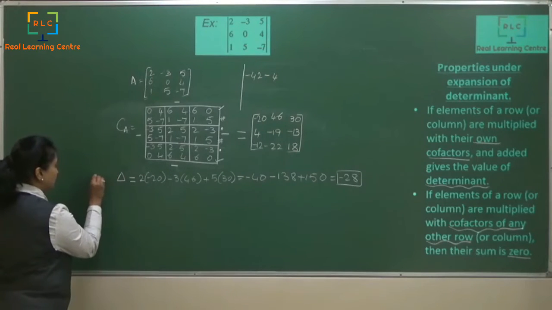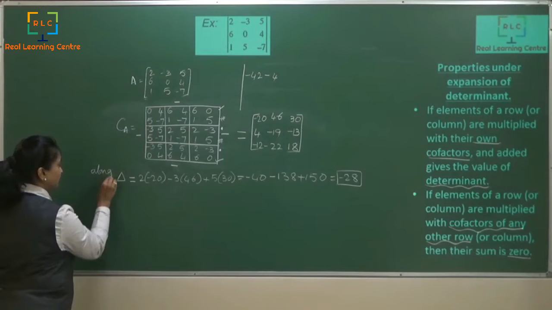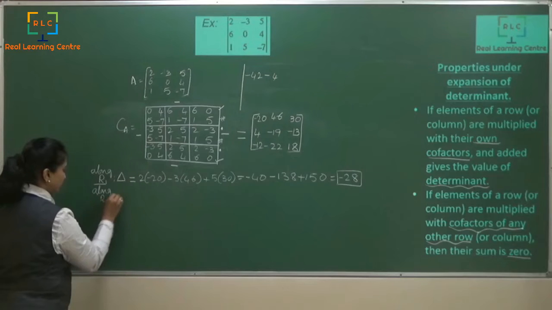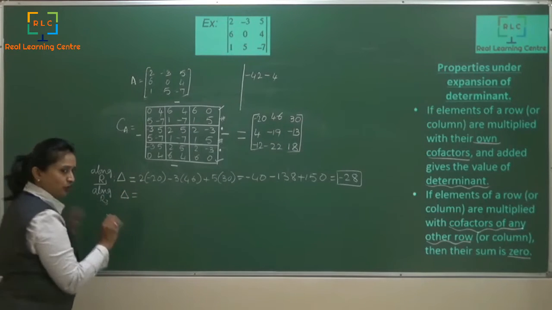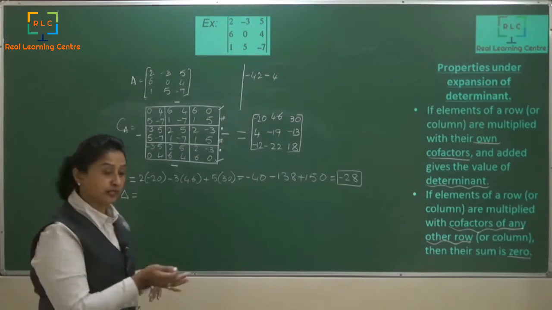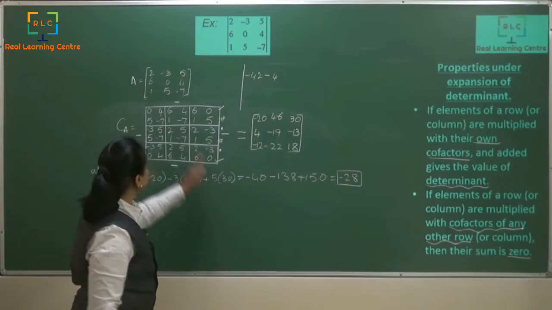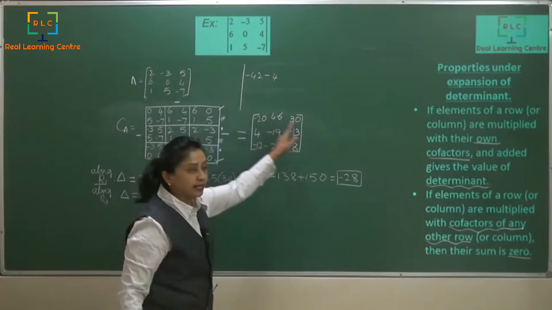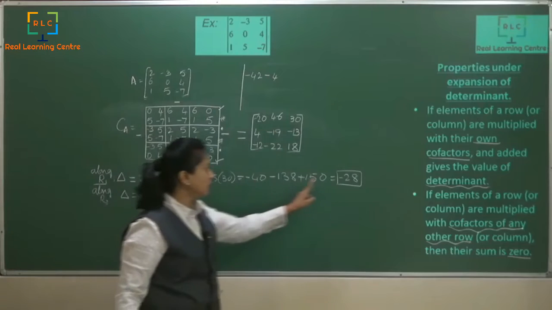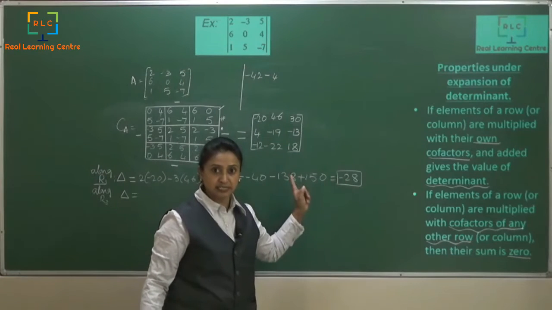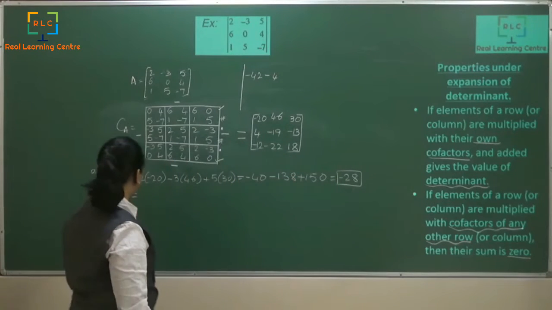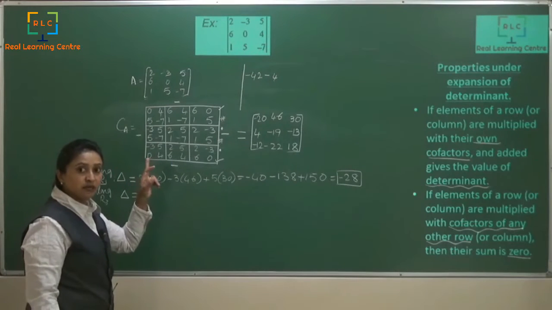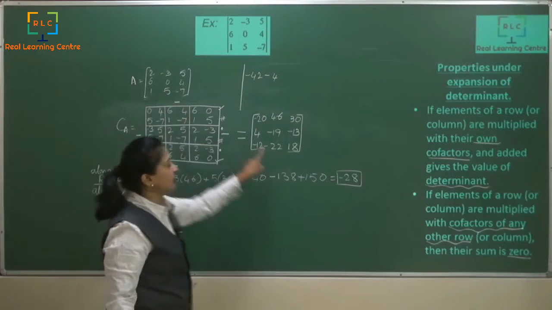Now I am writing here along R1. Now this I have shown you in the previous class also. Now I will go along R3. Irrespective of anything, any row, multiply by their own cofactors. So what I have done here is, I have taken row number 1 elements, multiplied by their own cofactors, and I have added, I have got a particular number, which I am telling is the determinant. Okay, let us go to the next. I am doing the same procedure with R3. R3 here and R3 here.